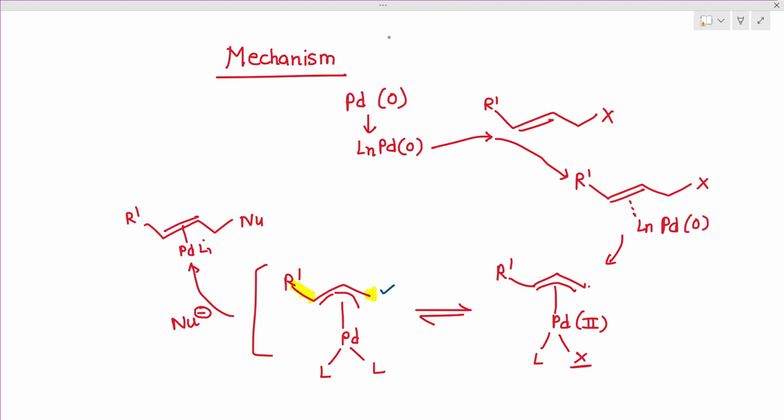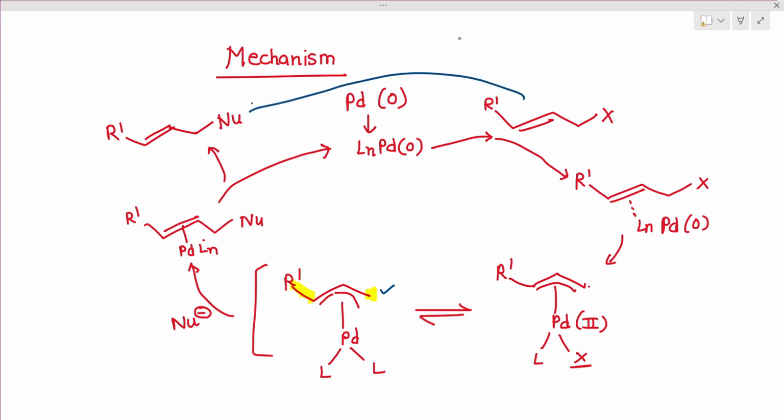Okay. And at this position, we are getting the nucleophile. Now our palladium complex will get removed, and we are getting R1, and at this position we are getting the nucleophile. In this manner you can see that this compound is changed to this compound. It means this X group is now replaced by this nucleophile because there are two SN2 reaction mechanisms.